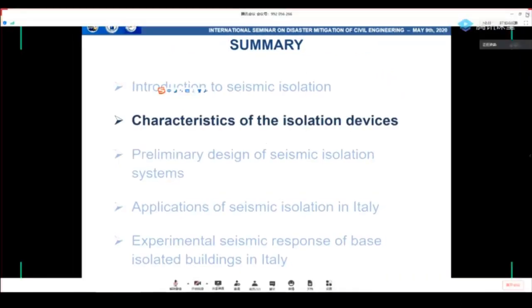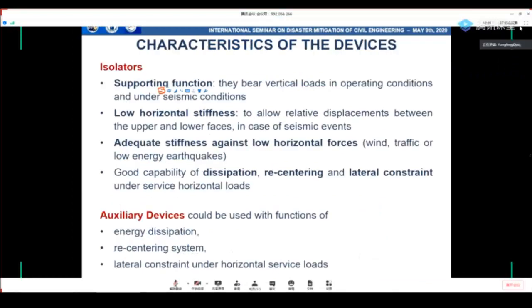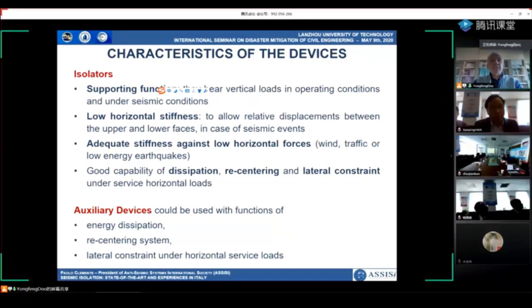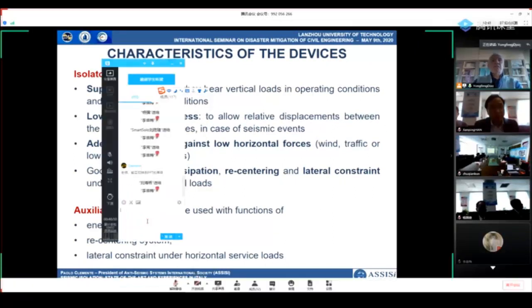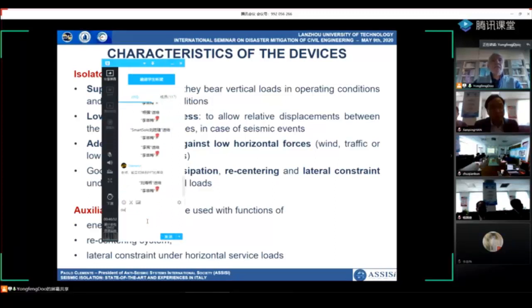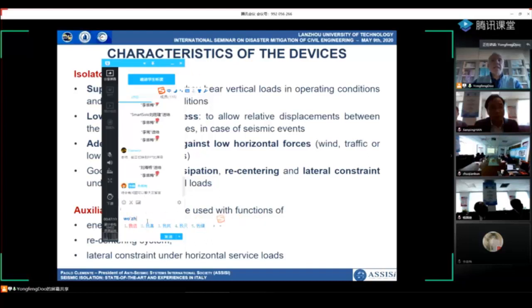Let's have a look at the most used devices. It is important to remind, first of all, that the isolation devices have mainly a supporting function. They bear vertical loads in operating condition and under seismic condition also, of course. But they have a low horizontal stiffness to allow the relative displacement during seismic action, an adequate stiffness against low horizontal forces such as wind and traffic, and a good capability of dissipation, recentering, and lateral constraint under service horizontal loads. This last function can also be entrusted to auxiliary devices.